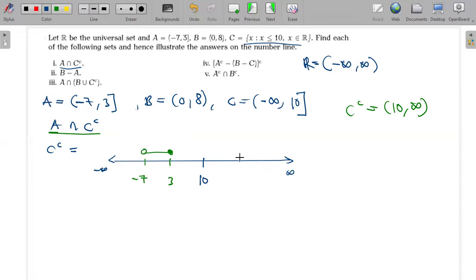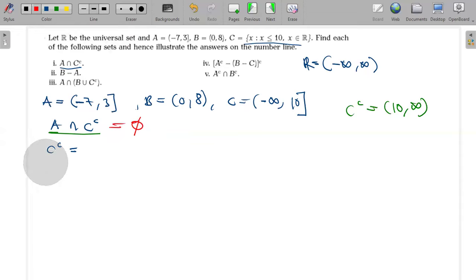And then my set C complement, I'll write it so that it's going from there this way. Then now you take the intersection. What is the intersection? Look at what is common in these two sets. You see there's no part where they overlap. So they do not have anything in common. Hence, A intersect C complement is just the empty set. There's no need to illustrate it on a Venn diagram or the number line, because we found that it's empty.